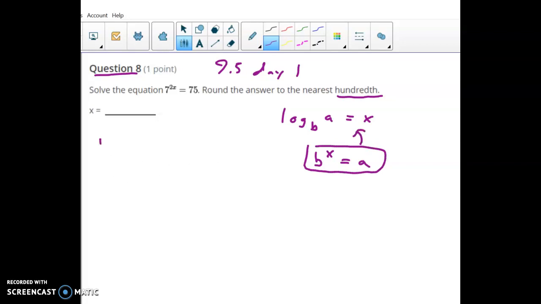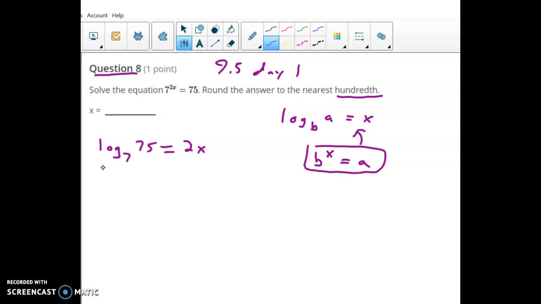So I'm going to write the word log, and then the base number. Our base is this 7 here, so the 7 goes down there in the log. And log means find the exponent. So the exponent goes on the other side here, which in this case is 2x. And then our value is the final part. So this value a goes right there, which is 75.